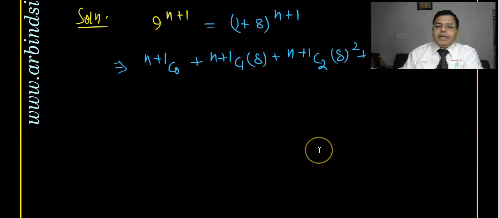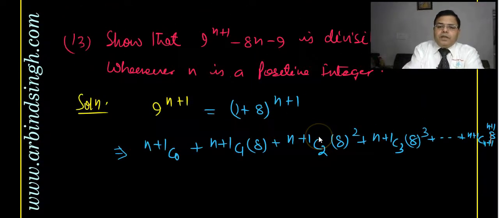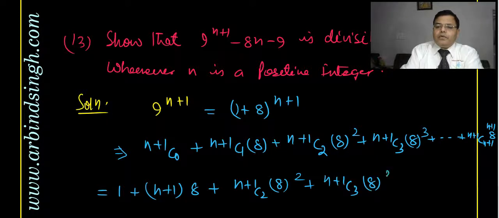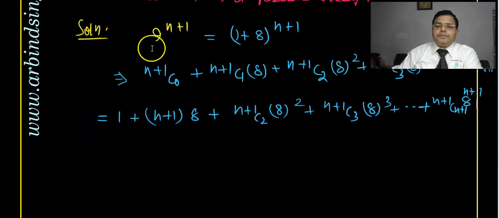Now we can take here that nC0 is 1, so (n+1)C0 is also 1, (n+1)C1 is (n+1) into 8, plus (n+1)C2 into 8 square, plus (n+1)C3 into 8 cube, and so on till (n+1)C(n+1)·8 to the power n+1. I hope you got it.